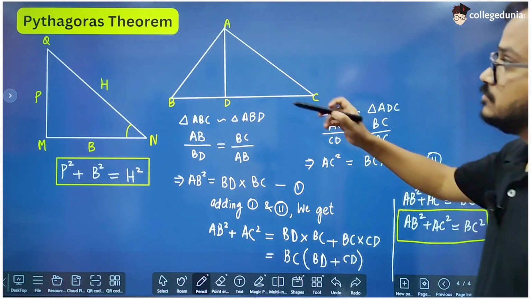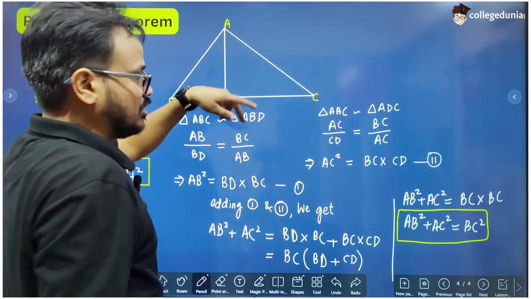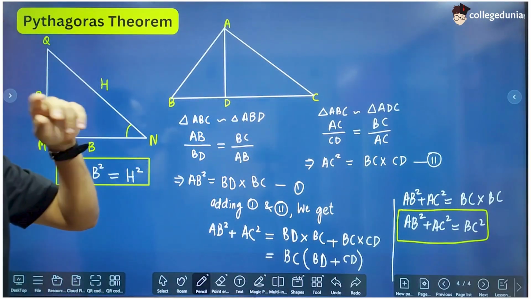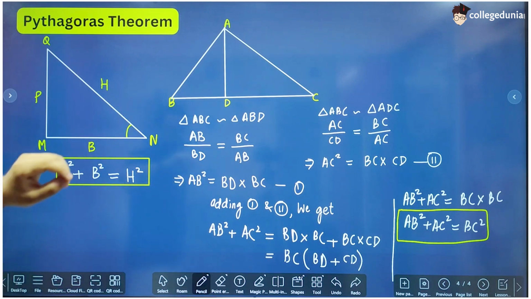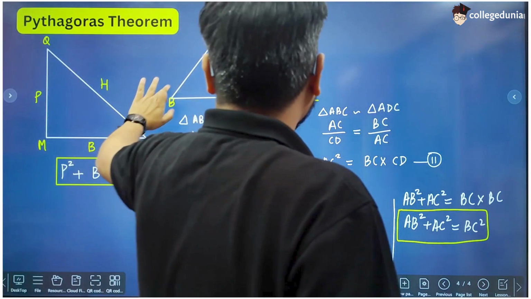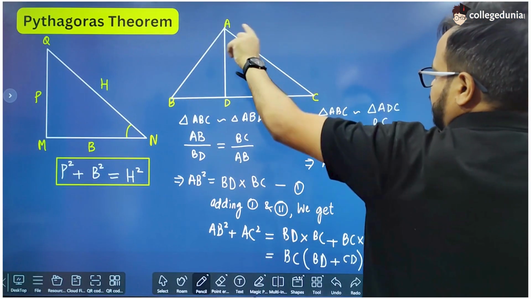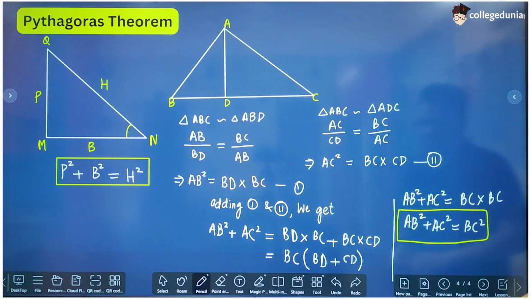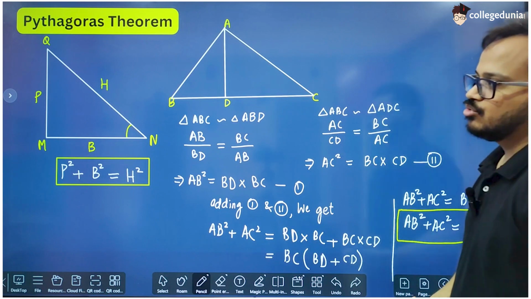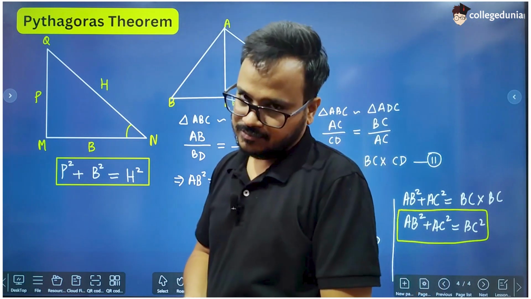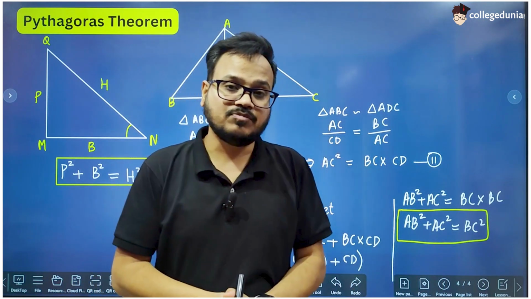AD is not a part of the main triangle, right? This was just the construction. So AB is the base and AC is the perpendicular and BC is the hypotenuse. So square of base plus square of perpendicular equal to square of the hypotenuse. So this was Pythagoras theorem, the theorem, example, and most importantly the proof.